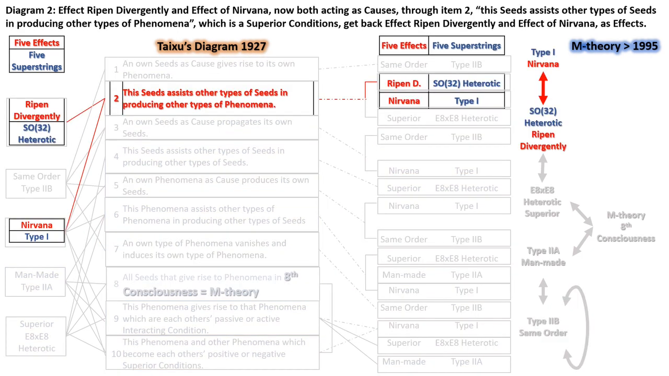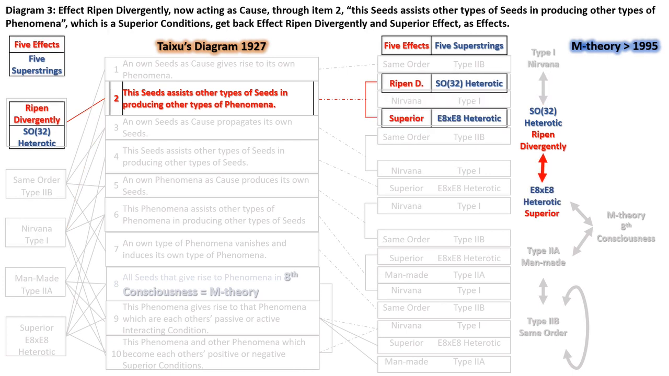Diagram 2 shows effect ripen divergently and effect of nirvana, now both acting as causes. Through item 2, these seeds assist other types of seeds in producing other types of phenomena, which is a superior conditions, get back effect ripen divergently and effect of nirvana, as effects. Effect ripen divergently and effect of nirvana correspond to SO(32) heterotic string and type 1 string respectively. That is why there exists a duality between SO(32) heterotic string and type 1 string.